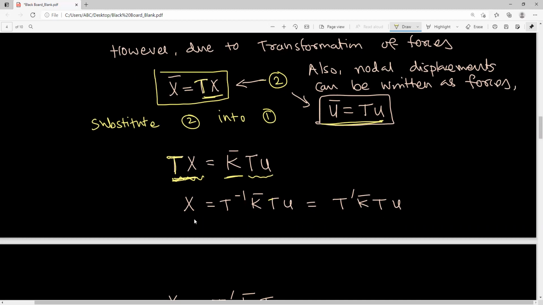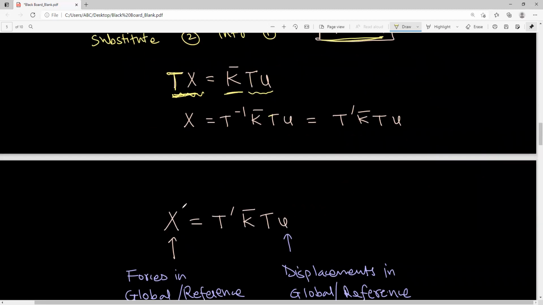T inverse is nothing but T transpose. So T transpose k bar T u. Now what is this? On the left hand side we have forces in the reference coordinate system. On the right hand side we have the displacement in the reference coordinate system. So finally we are able to relate forces and displacements, the stiffness equation, in the global coordinate system with this relation. So what is inside this stiffness equation? T transpose k bar T is what? We get x equal to ku.